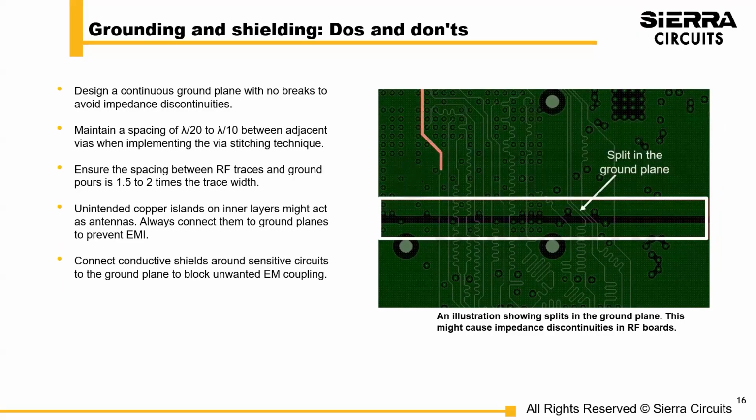So you need to always use a continuous ground plane with no breaks. Discontinuities can introduce impedance mismatches and hence degrade signal performance. If you're implementing via stitching for shielding, keep the spacing between edges and vias in the range of about lambda by 20 to lambda by 10. For RF traces, maintain a spacing of 1.5 to 2 times the trace width from nearby ground ports. Also, watch out for copper islands and unconnected copper on inner layers. These floating pieces can radiate EMI, and always connect them into the ground plane. And finally, when you're placing conductive shields around sensitive circuits, make sure that they're connected to the ground.